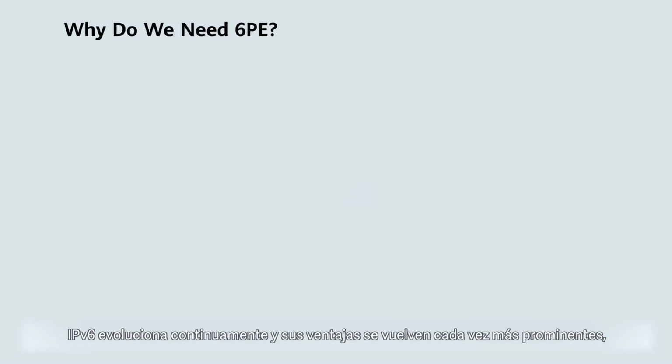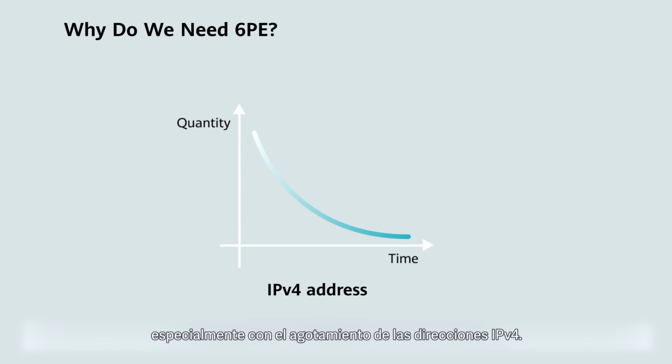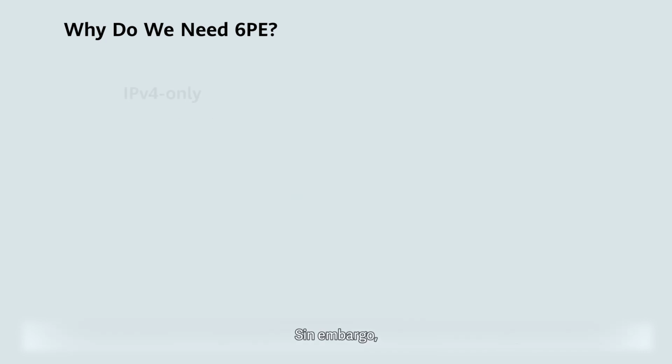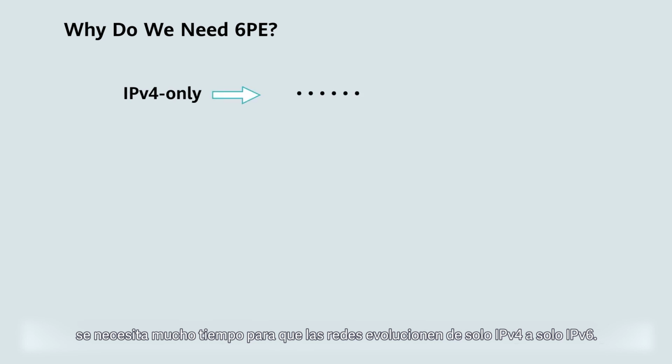Why do we need 6PE? IPv6 is continuously evolving and its advantages become increasingly prominent, especially with the depletion of IPv4 addresses. However, it takes a long time for networks to evolve from IPv4 only to IPv6 only.